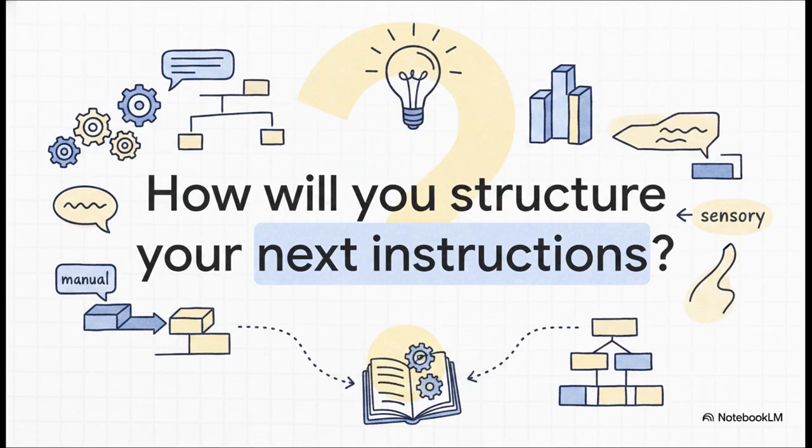So you've seen the underlying architecture, you know the exact differences between a rigid manual and a sensory recipe, and you know that precise vocabulary is the real secret to making the whole thing work. So I leave you with this question: now that you know the blueprint, how are you going to structure your next set of instructions?